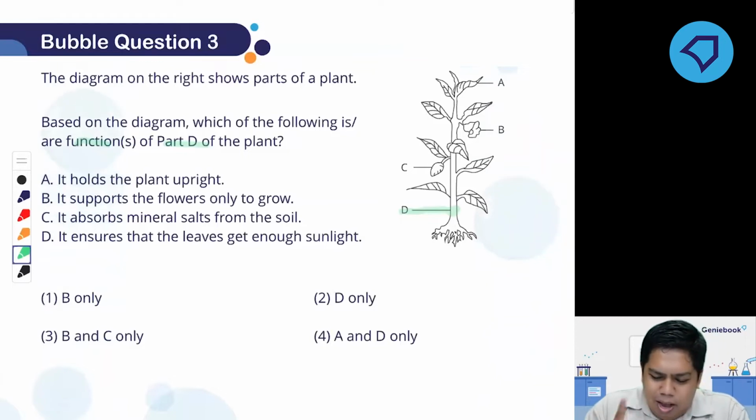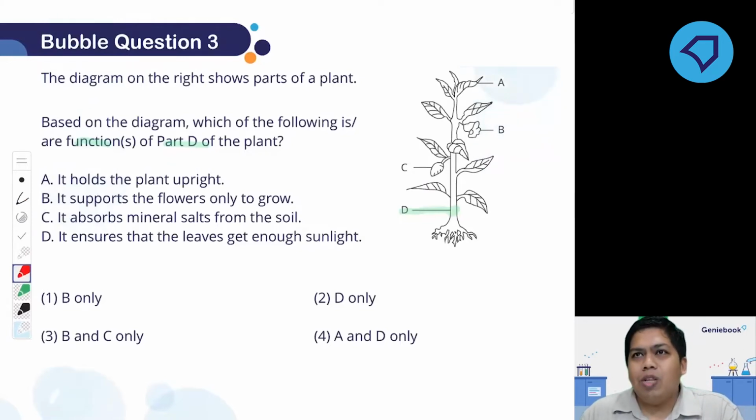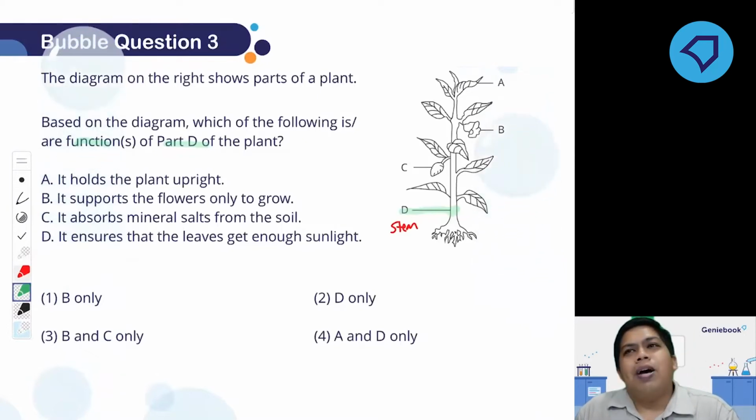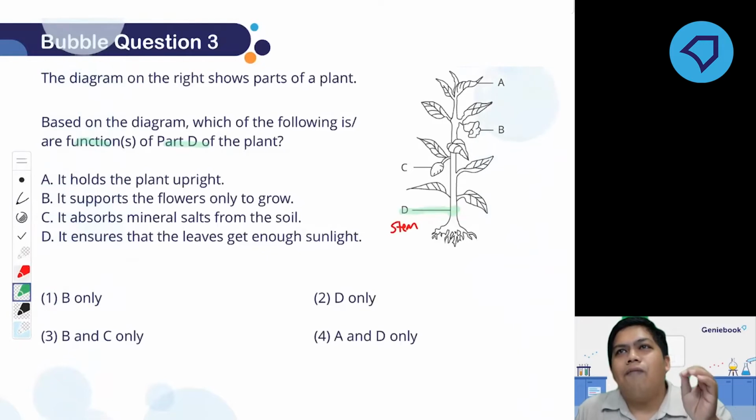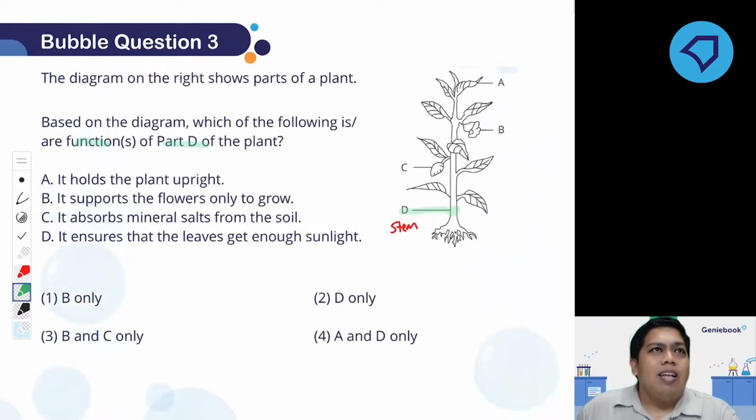Okay, so let's look at the statements. Now, firstly, what part of the plant is this? Part D is what part of the plant? Can anyone tell me? Yes, Jordan, correct. This is the stem. Oops, sorry, I'm supposed to use green ink, but it's okay. So you must remember the function of the stem when you are answering this question. Yes, Jamie, Bu Yixuan, Devon, Chloe, all correct. So it holds the plant upright.